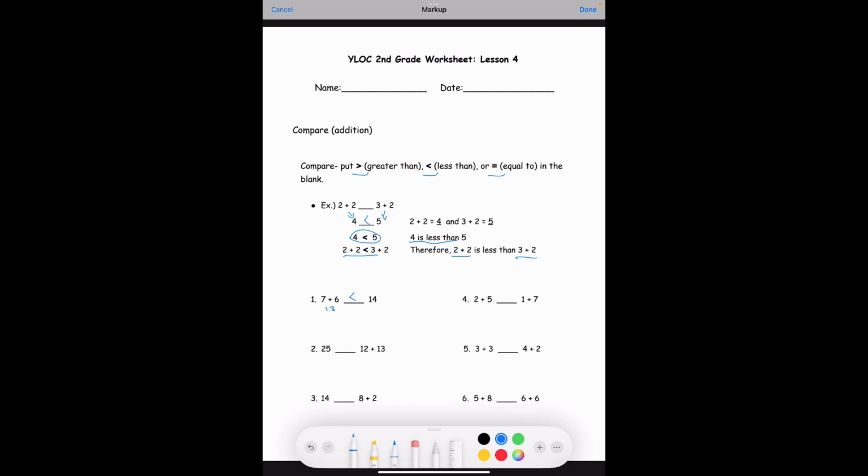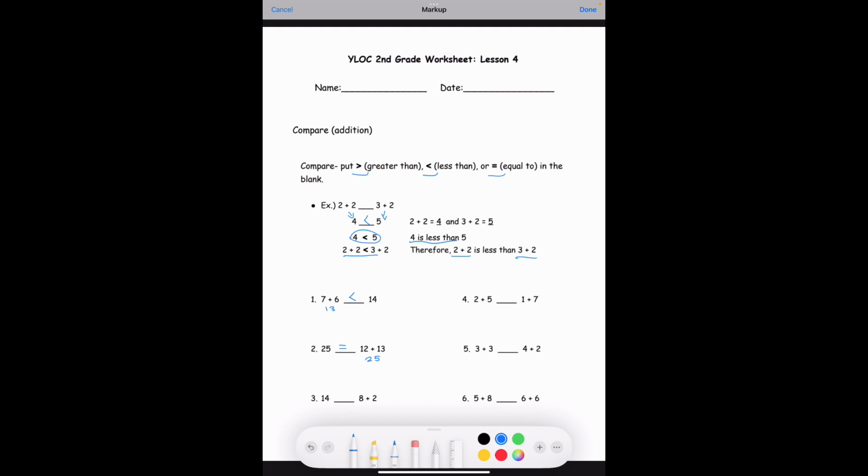25, blank, and 12 plus 13. 25 is already there, so let's just solve for 12 plus 13. And 12 plus 13 equals 25. It's 25 and 25, and they're the same number, so they are equal to each other. So you're going to put the equal sign.